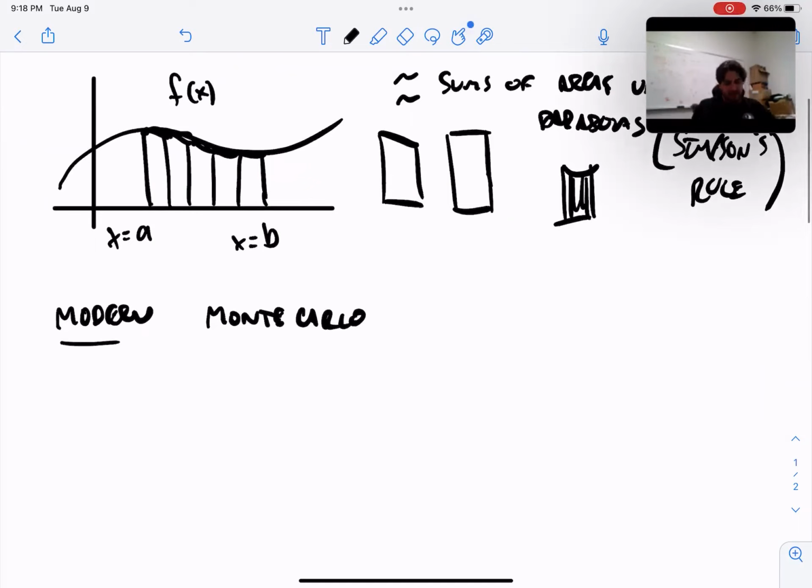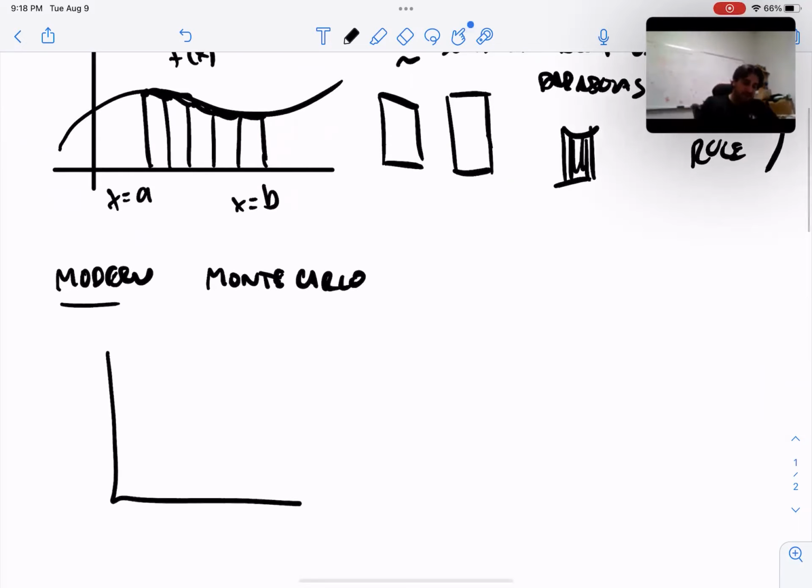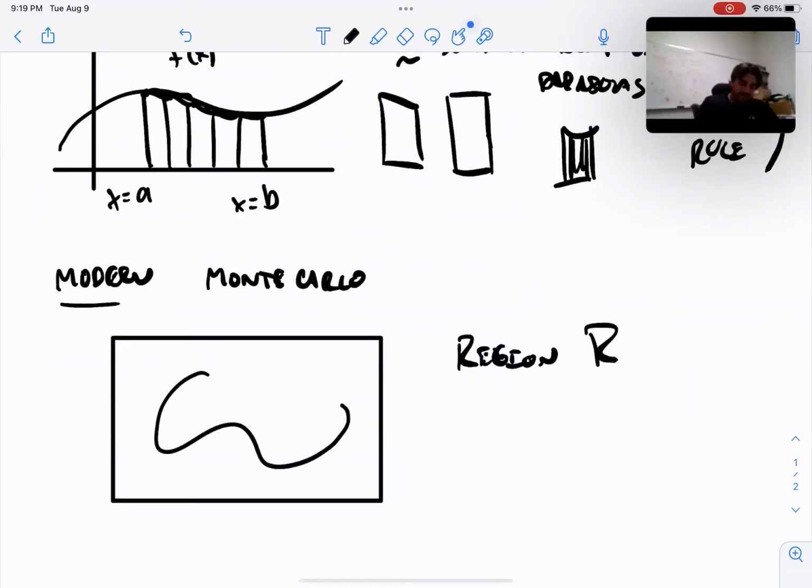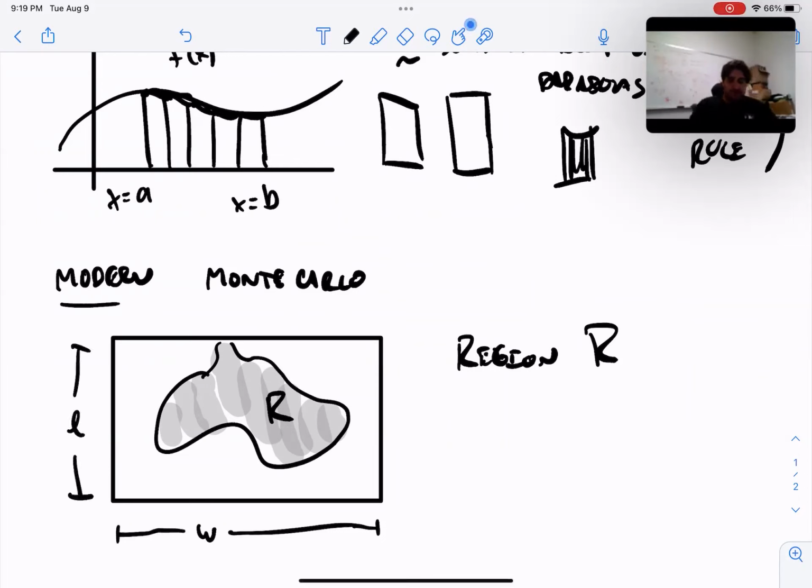So here's the idea for Monte Carlo. It relies on one key fact. If you have an area, let's say you have a rectangle, and let's say there's a region inside this rectangle. It doesn't really matter what this region is. It could be any strange shape at all. So say you have some region R inside this rectangle, and let's say that rectangle is W by L.